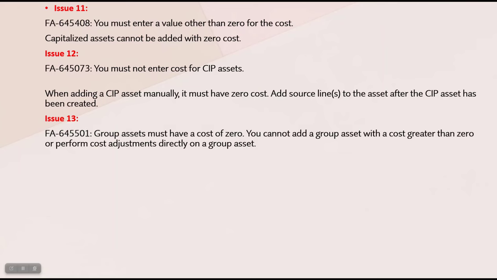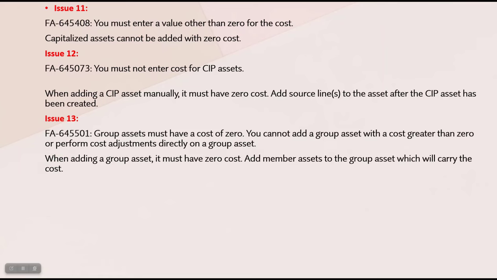Issue number 13. Group assets must have a cost of 0. You cannot add a group asset with a cost greater than 0 or perform cost adjustment directly on a group asset. When adding a group asset, again it must have 0 cost. Add member assets to the group asset, which will carry the cost. Also, you can check my video of the group assets, member assets, and individual assets.